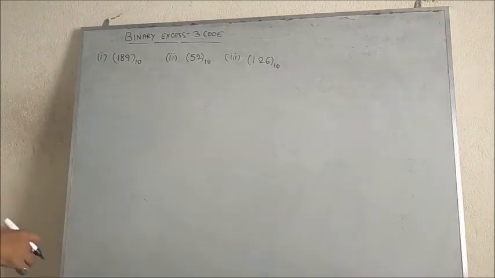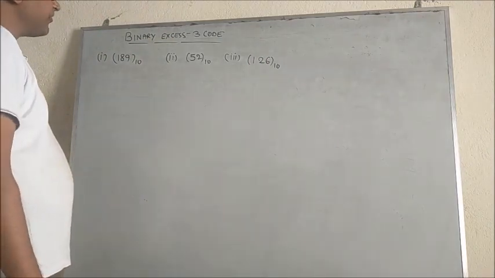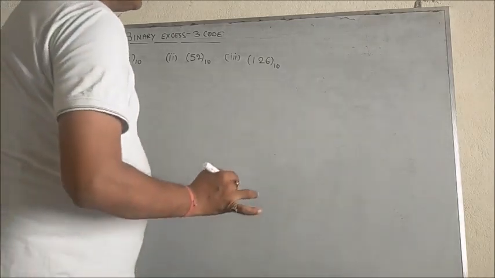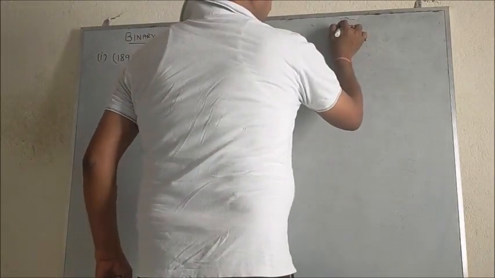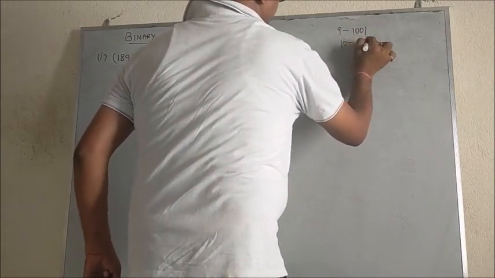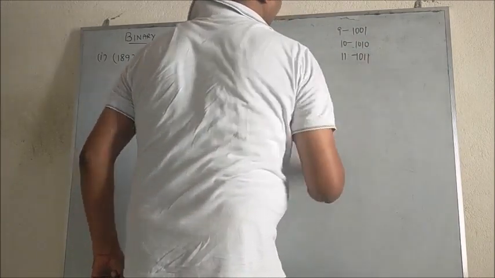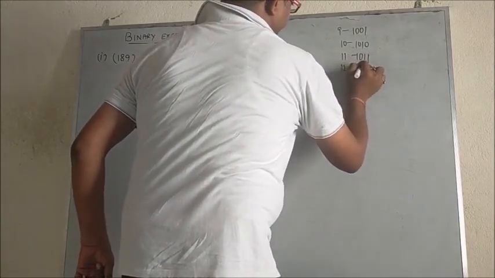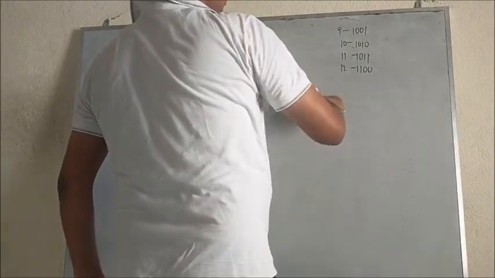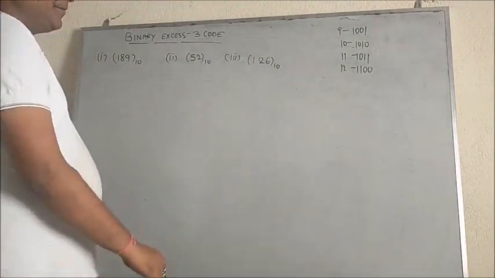Okay, so before telling you what will be the excess 3 code of the following, just I will give a small hint that for 9 the binary code is 1001, for 10 1010, for 11 1011, and for 12 1100. I am not going to calculate 30, 40, 50 and so on. Why? Just I will tell you. Okay.